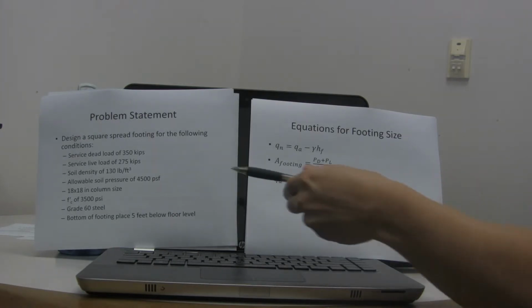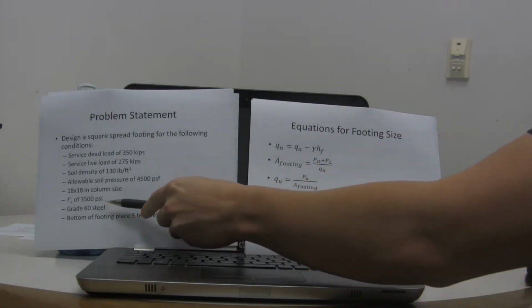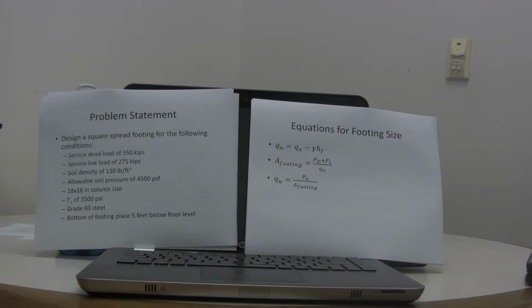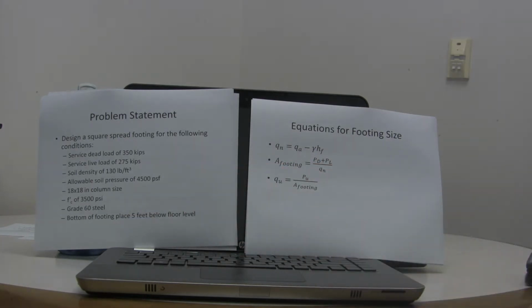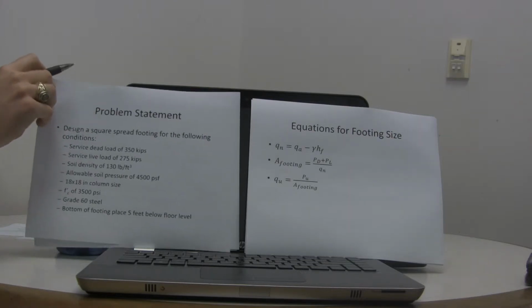Within a footing, typically you can use lower strength concrete, so the compressive strength of this concrete in this example is 3,500 psi. Grade 60 steel is used, that is standard across the board in the industry, and the bottom of the footing is placed 5 feet below floor level.